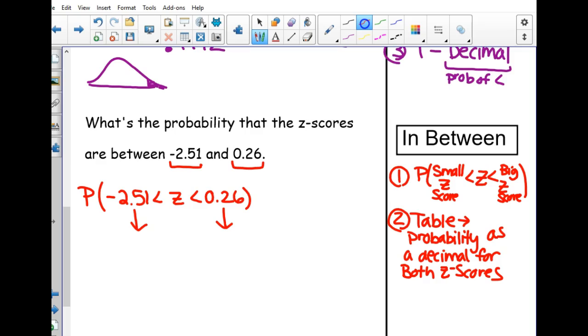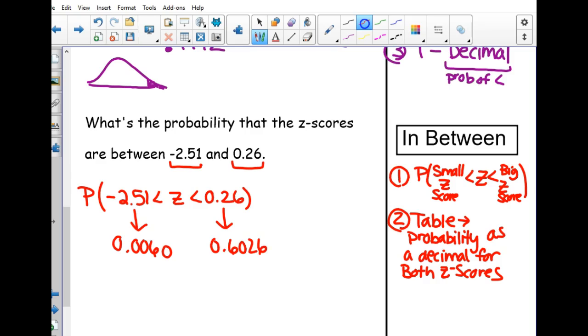0.0060. Did anyone get anything different? Okay, 0.0060. And then I have 0.26. What did you guys get for that z-score? 0.6026. 0.60. Okay.